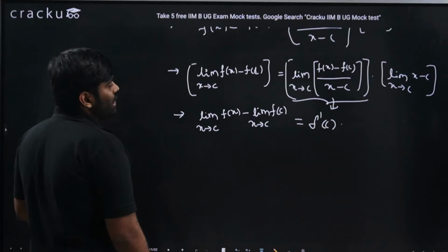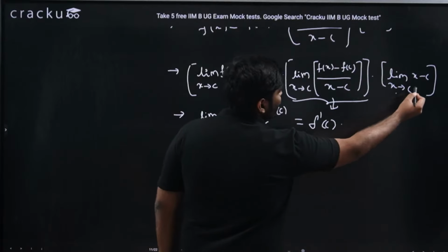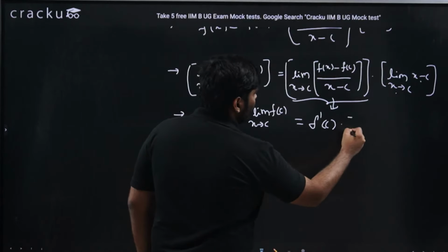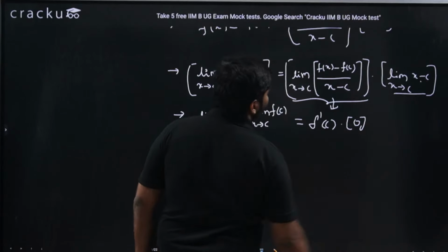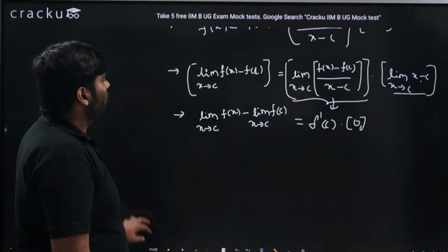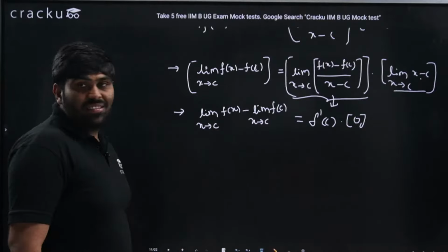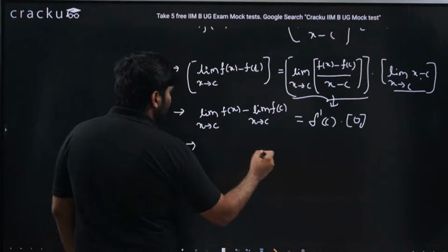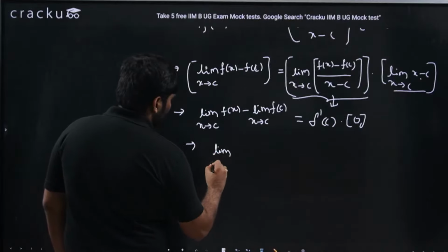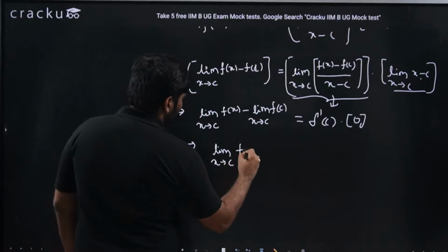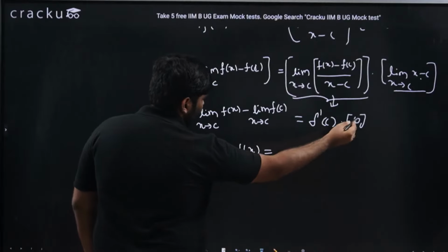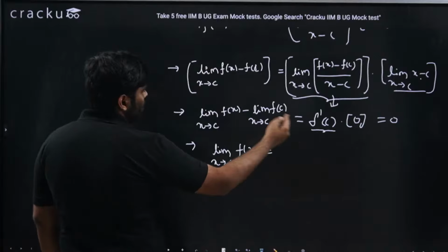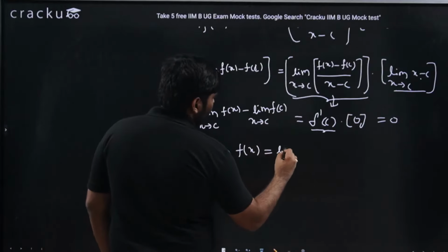This value should be f dash of c into, when x is tending to c, limit of x minus c will be 0. This value should be 0 because x is tending to c. But f dash of c is a finite value because it is differentiable. Now this implies limit x tending to c f of x is equal to, see, this is 0, right? F dash of c, a finite number, into 0 is 0, equal to limit x tending to c f of c.